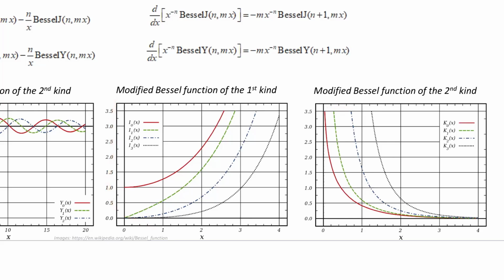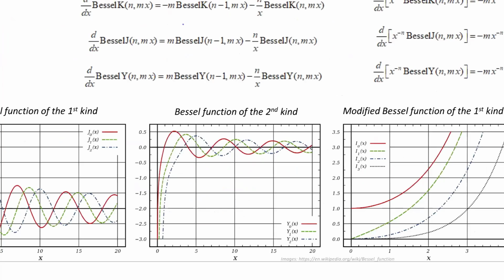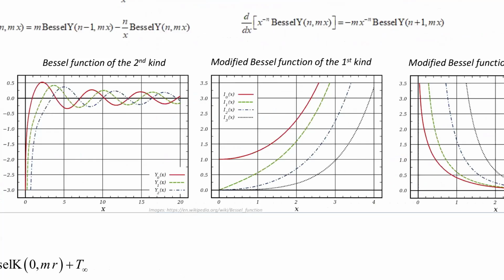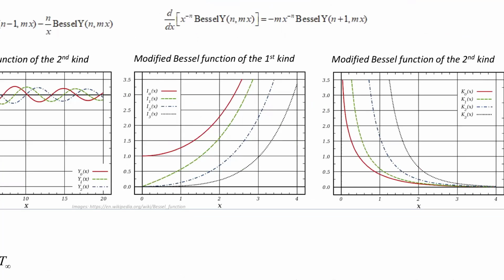So some things to point out: the behavior of these are very different. Here we have a permanently oscillating but decaying series. And then over here, we have something that looks more like an exponential or 1 over an exponential. So they behave very differently.